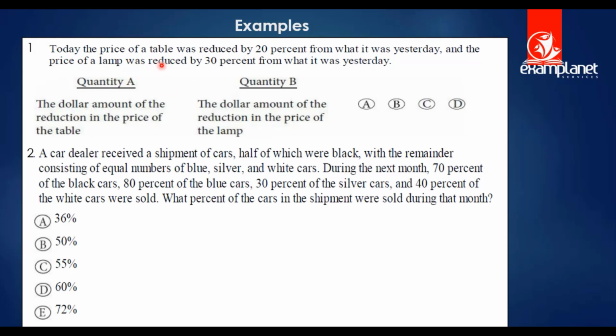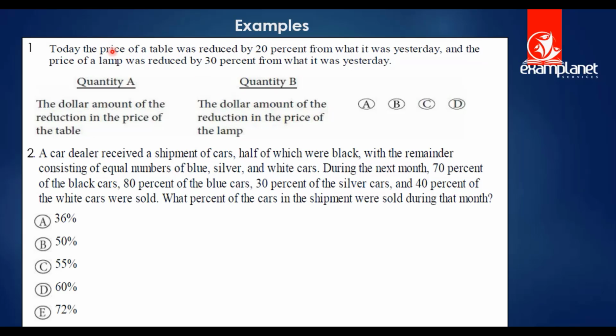Question 1 says, today, the price of a table was reduced by 20% from what it was yesterday, and the price of a lamp was reduced by 30% from what it was yesterday. Quantity A, the dollar amount of the reduction in the price of the table. B, the dollar amount of the reduction in the price of the lamp. Okay, so first, what are they asking you? Quantity A is saying the dollar amount, like how many dollars? $10, $20, $50, how much was reduced from the price of the table, and how many dollars was taken from the price of the lamp.